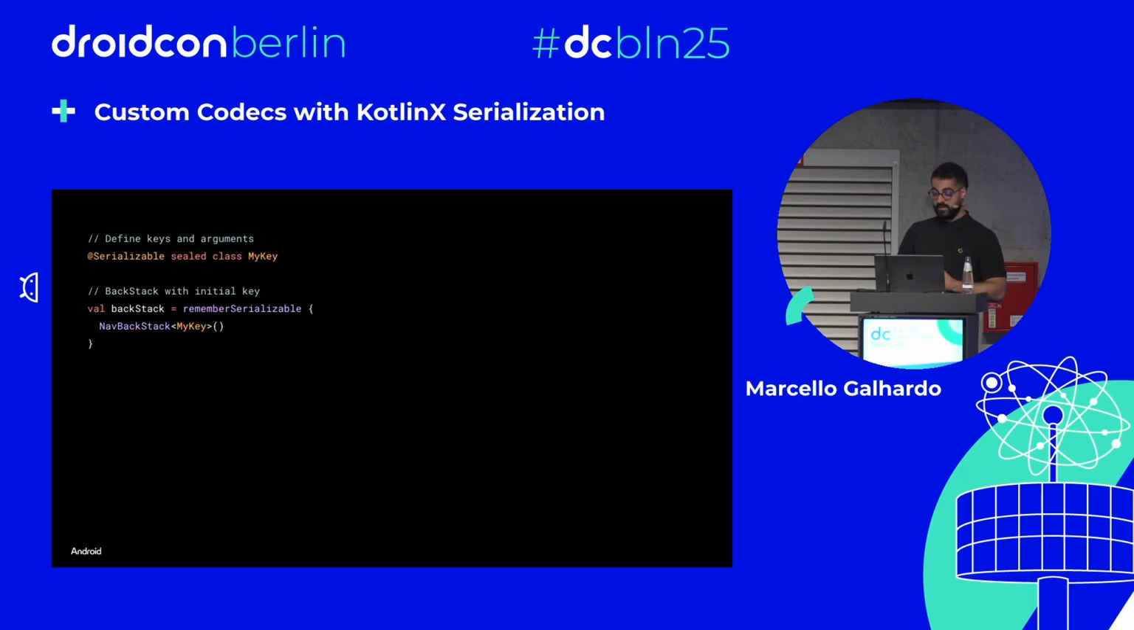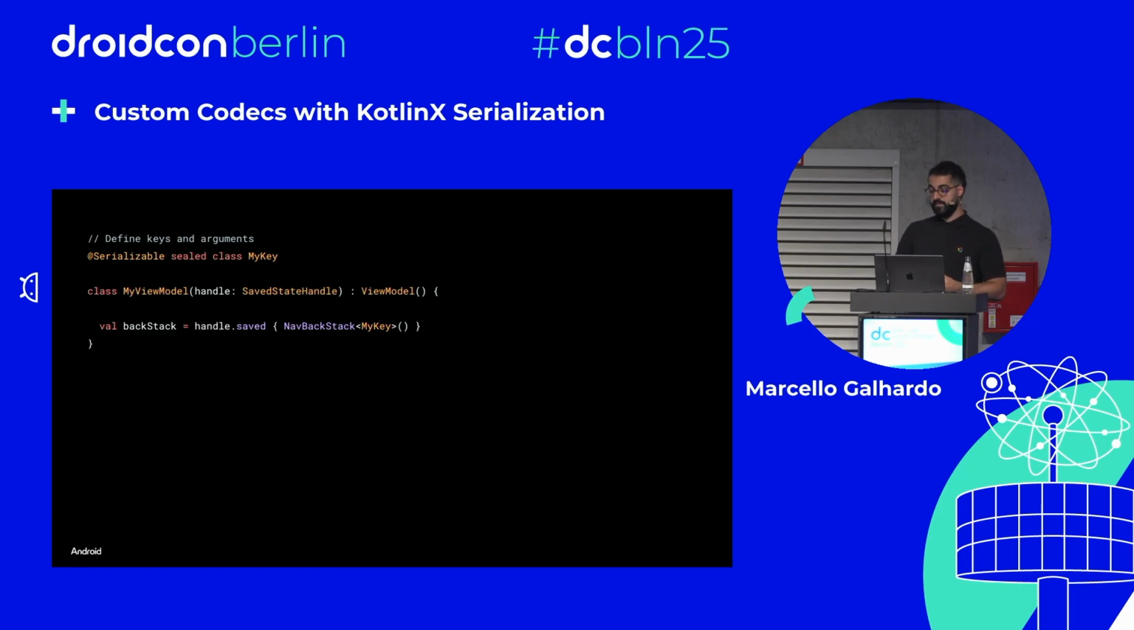Here is another option. You can use a sealed class again. You define your keys and arguments inside the serializable. Let's say you have other subclasses here. Then you create the backstack using remember serializable with the type nav backstack of key, etc. And because this is a sealed class, the compiler knows all possible subclasses. You don't need to pass a configuration as long as everything is in a single module, and it works.